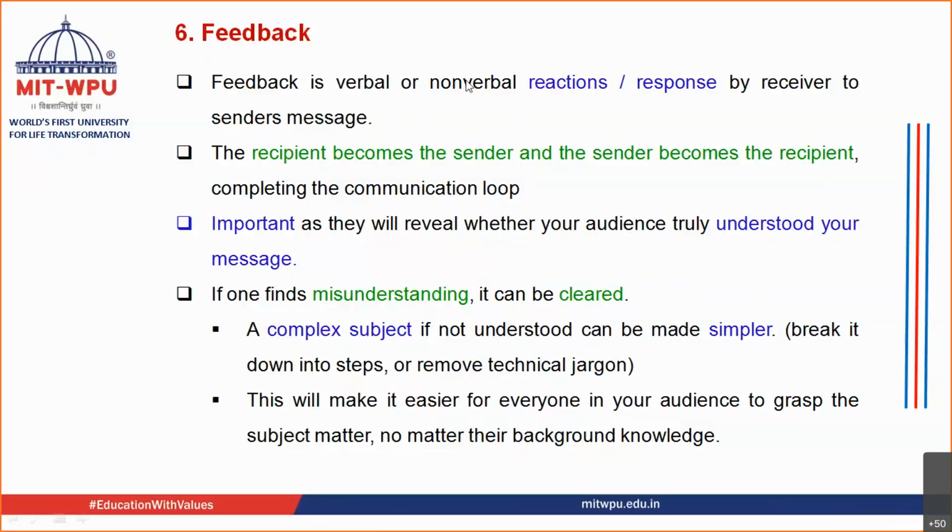So the feedback can be verbal, non-verbal. It can be in the form of reaction or responses. So feedback is nothing but the reaction or response. Which is given by whom? It is given by the receiver. To whom? It is given to the sender. So feedback is a verbal or non-verbal reaction or response which is given by the receiver to the sender who is sending the message. Okay, understood?